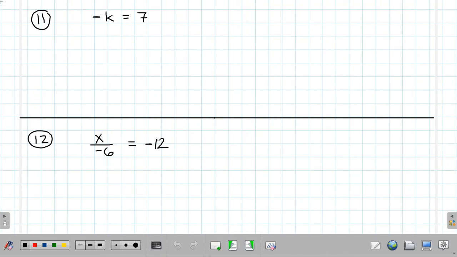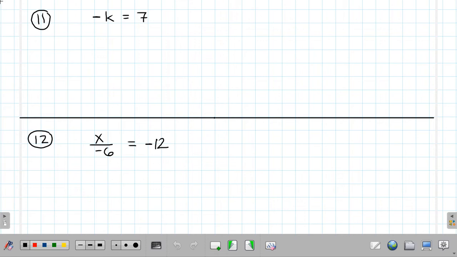The last two here for numbers 11 for the multiplication. Now number 11, this is kind of a little special of a case. So we have -k is equal to 7. Okay. Well, in this case, there's no number in front of the k. There's no number under the k.